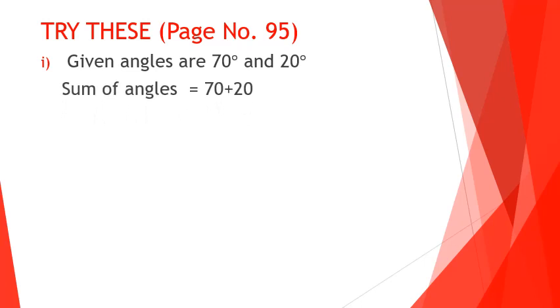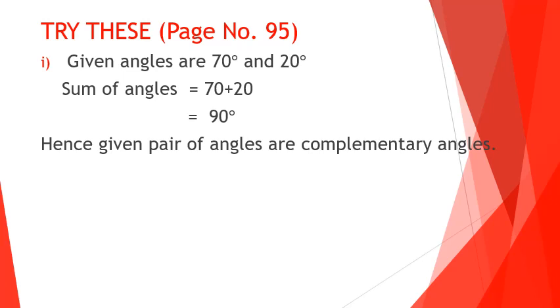Now we can solve the sums given on page number 95. Try this question. Our first question, given angles are 70 degrees and 20 degrees, check whether they are complementary or not. Sum of angles equals 70 plus 20 equals 90 degrees. Here we got the sum as 90 degrees. So the given pair of angles are complementary angles.